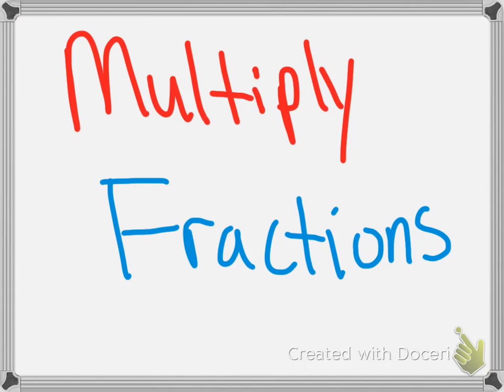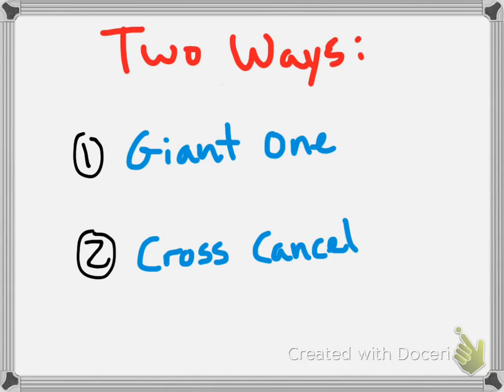In this video, I'll be teaching you how to multiply fractions. First of all, there's two ways you can do this. You can use the giant 1 to reduce a fraction after you multiply straight across, or you can cross cancel, and that way you don't have to reduce afterwards. So I will show you one example, or a few examples, maybe just one, from each one.